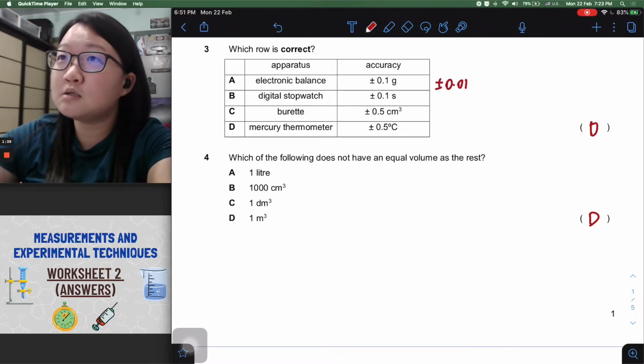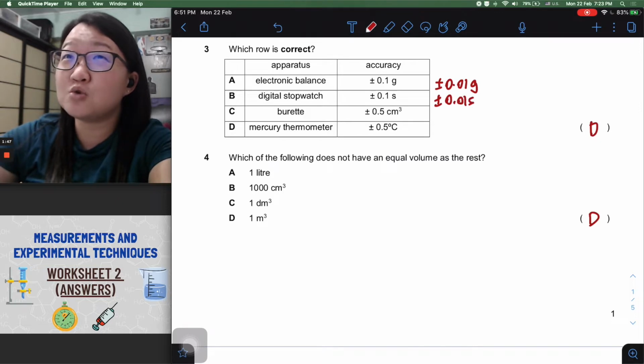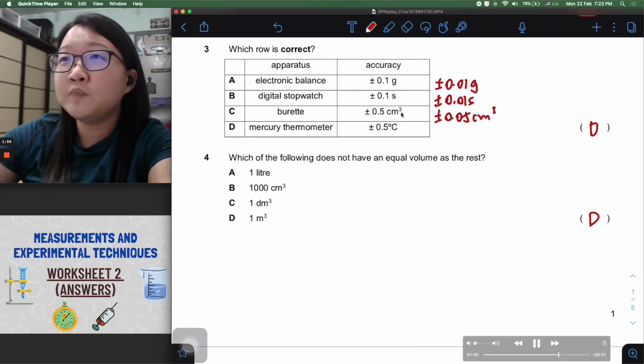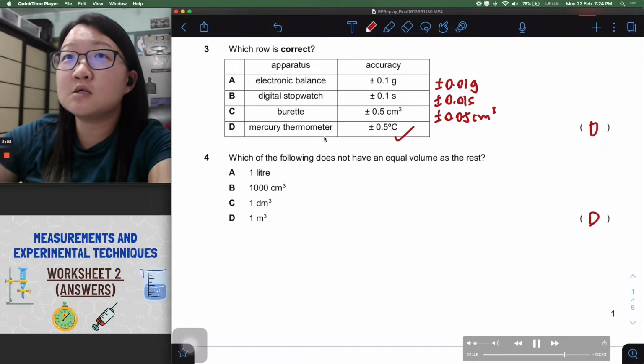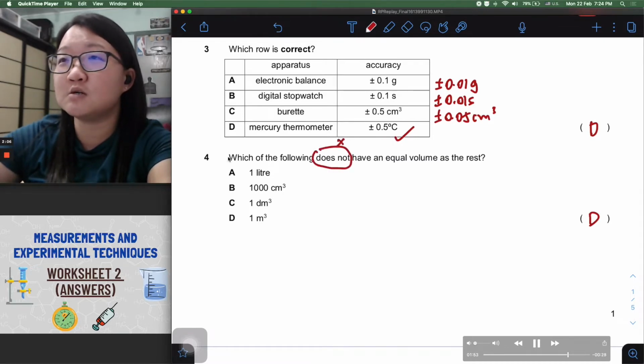Question 3, which row is correct? Looking at the apparatus and its corresponding accuracy. For electronic balance, depending on what you use, usually it's plus minus 0.01. Some can even go up to 3 dp. Digital stopwatch, 2 dp. Burette is plus minus 0.05. So the only answer that is correct here is mercury thermometer, plus minus 0.5 degrees Celsius.